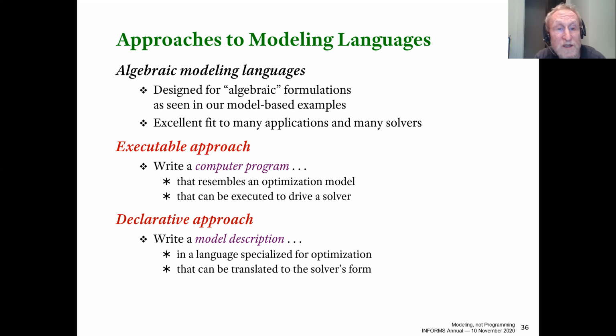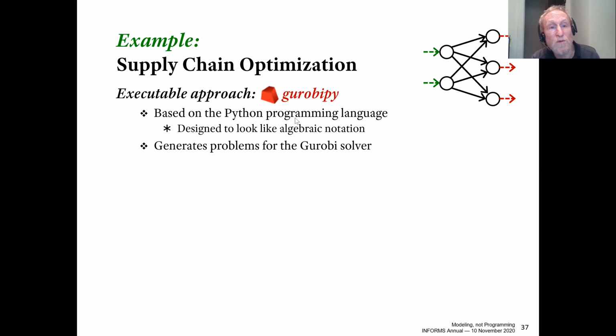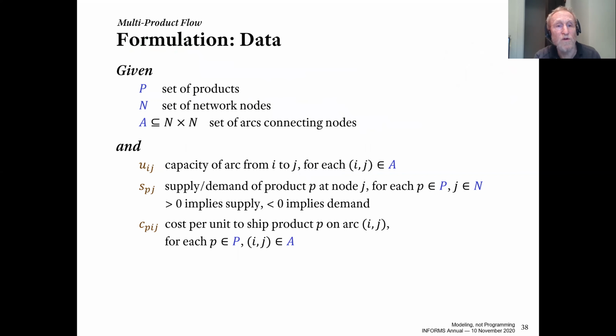So to show the difference between these two, I'll go back to my example and I'll use a simpler set of data there. For the executable approach, I'll use gurobipy, which is the Gurobi solver's executable approach based on Python. And for the declarative approach, I'll use the AMPL modeling language, which also generates problems for Gurobi and other solvers. So let's go back to the mathematical formulation. There's the algebra. And I'm going to focus on these three sets and on the capacities. There's a capacity for every arc, every link in the arc set there.